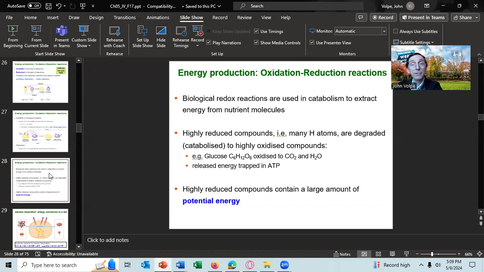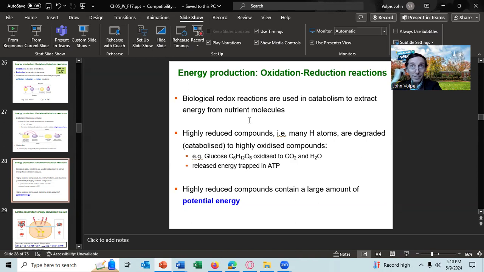All right, biological redox reactions, or oxidation reduction reactions, are used in catabolism to extract energy from nutrient molecules. And we're talking about most organisms doing this, like humans, E. coli.